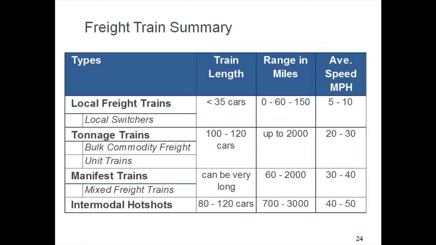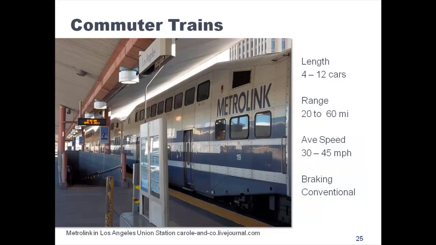All right, so in summary, you can see in this slide the different kinds of freight train types that we've talked about, their train length. You can see the increasing range in miles and also the increasing average speed in miles per hour. Let's move on to passenger trains. And let's start with commuter trains. Jared, would you go over the characteristics?